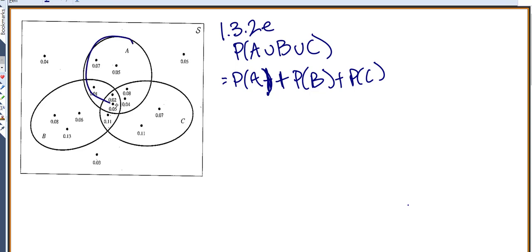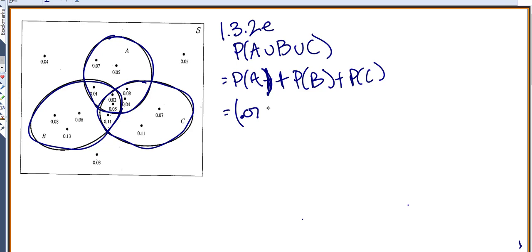Okay, so when I do A, notice I'm going to do everything in here in A. So I'll add up all of those probabilities. Then for B, I will add up all of those probabilities. Then for C, I'm going to add up all of those probabilities. Okay, so I'll go through and add them up. So probability A would be 0.07 plus 0.05 plus 0.08 plus 0.04 plus 0.02 plus 0.05 plus 0.01.